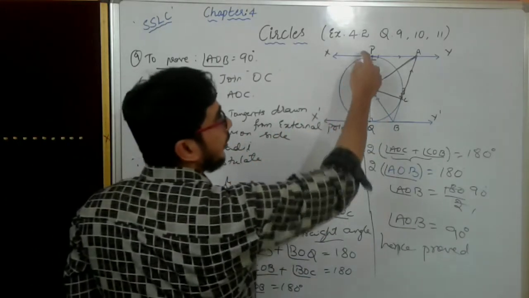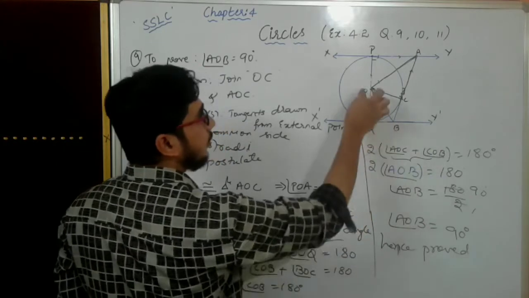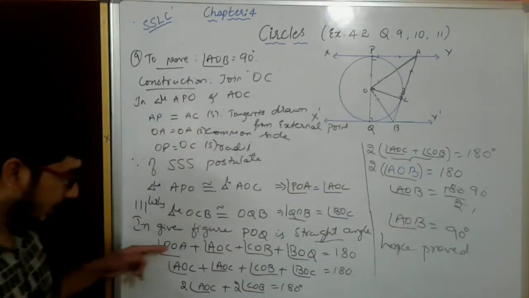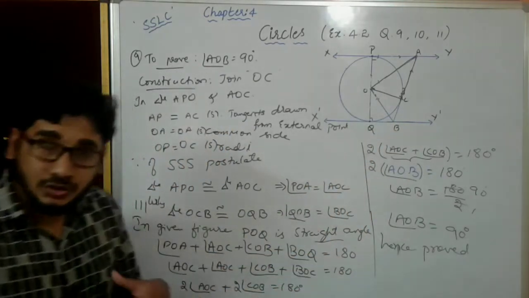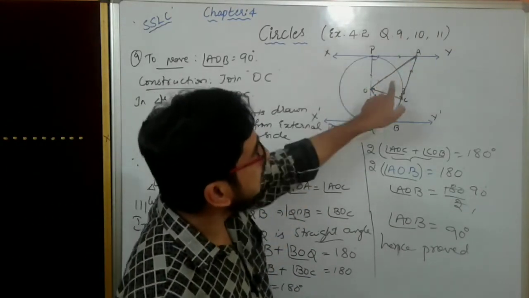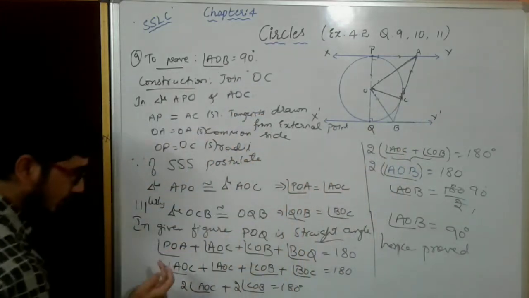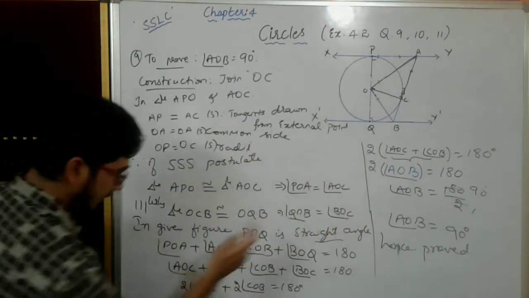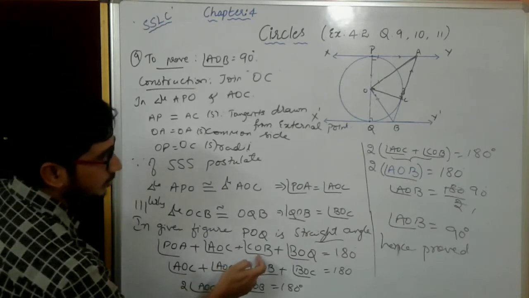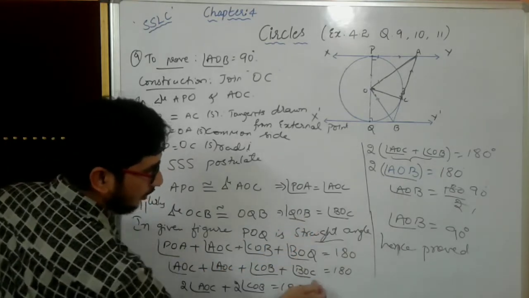What will happen? POA plus AOC plus COB plus BOQ, if you add, you will write here 180 degrees. Just replace this. In the place of this one, you have to write this one. In the place of this one, you have to write this portion. In the sense, POA means replace. COB means what? Keep it as it is. BOQ means what? BOC. You replace.